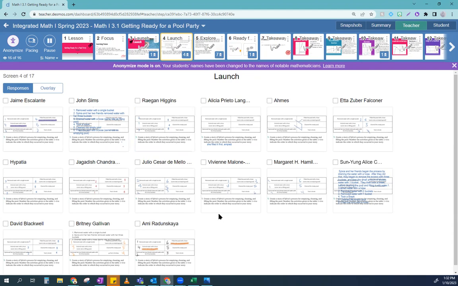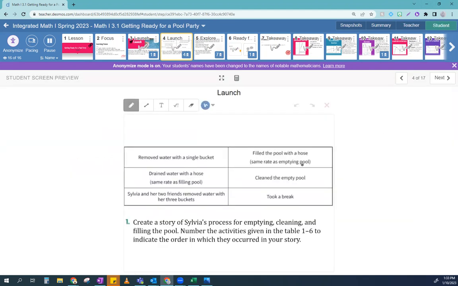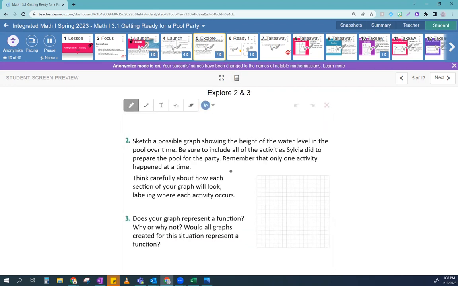There were things that had to come before certain things, right? Like, for example, hopefully you filled the pool after you drained the pool, right? Hopefully you cleaned the empty pool before you filled the pool. And she could have taken a break wherever she wanted in this whole process. A bunch of you chose different ways, and your groups did a really good job of explaining that process. So I'm not really concerned about this page. What I was concerned about was this.